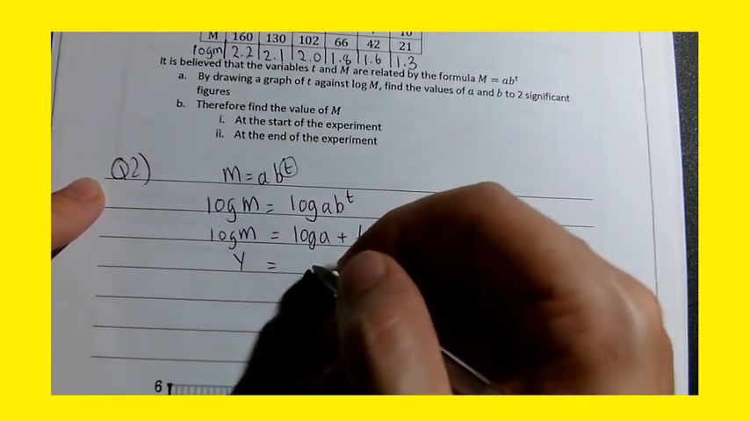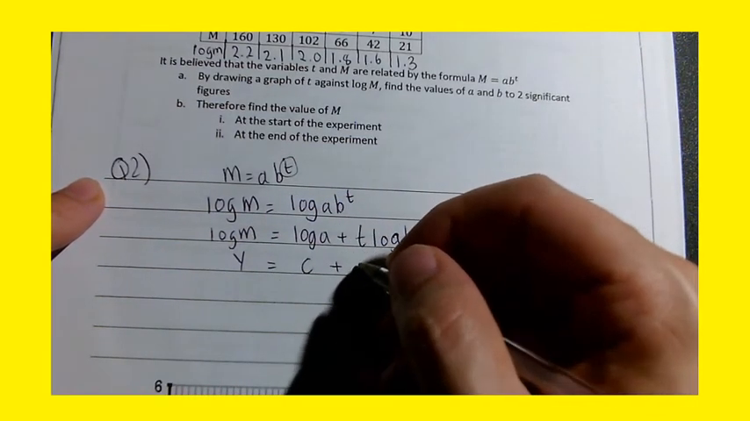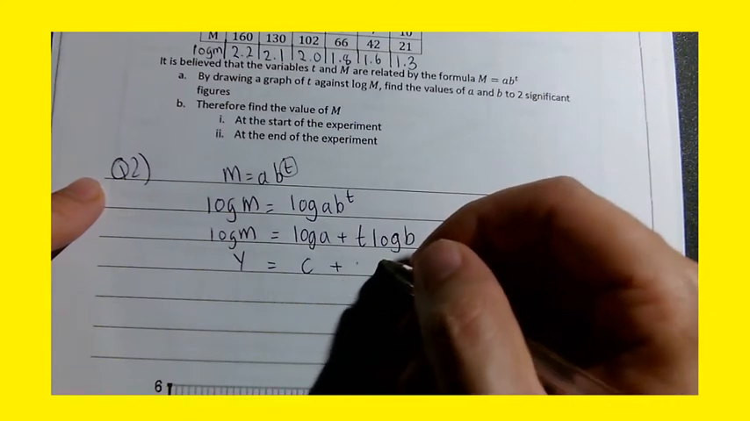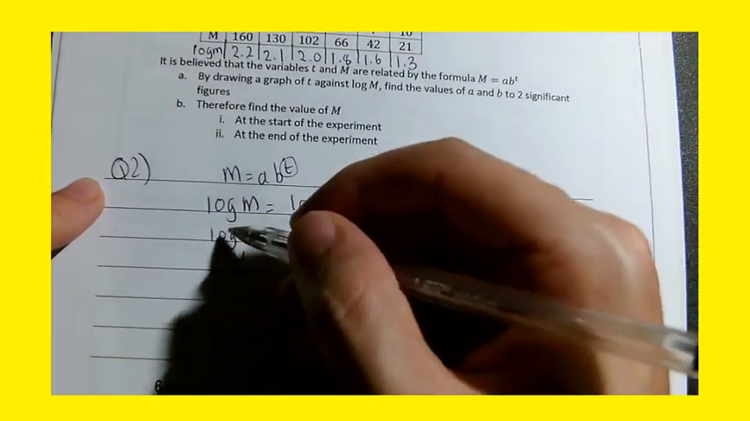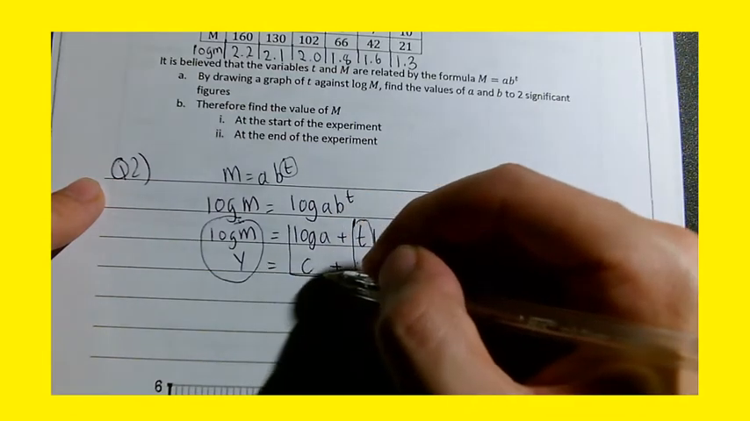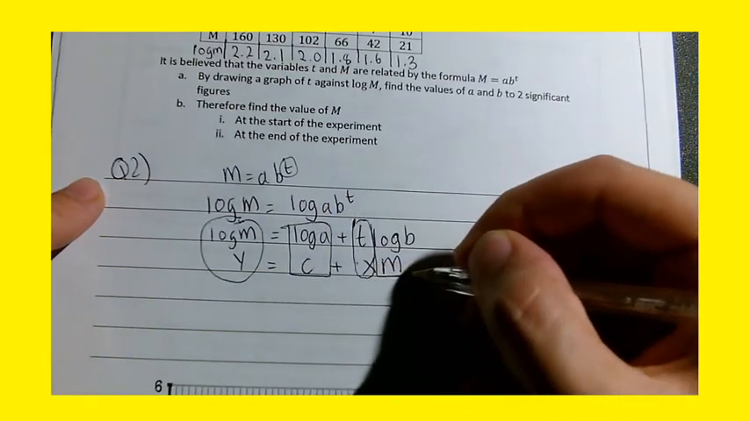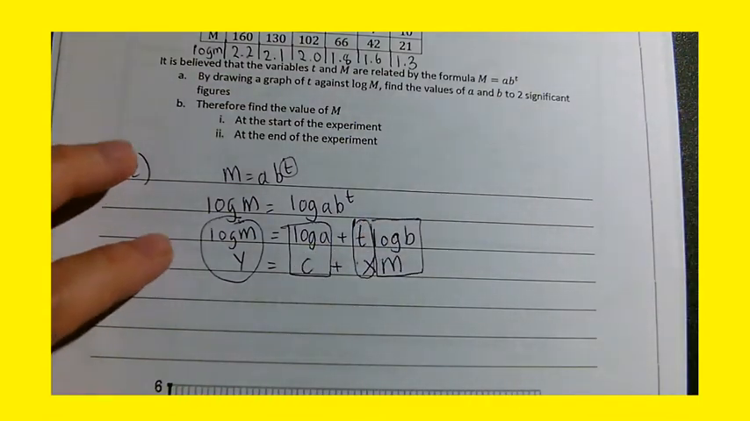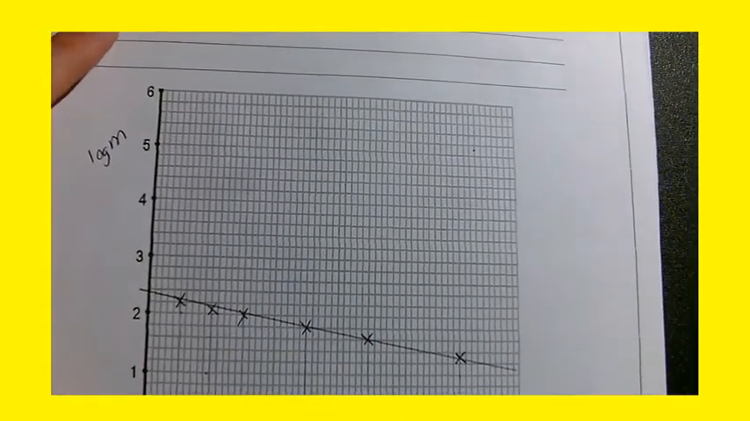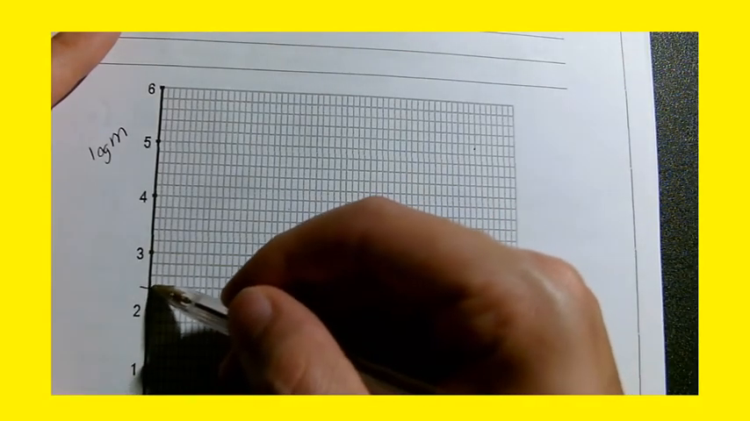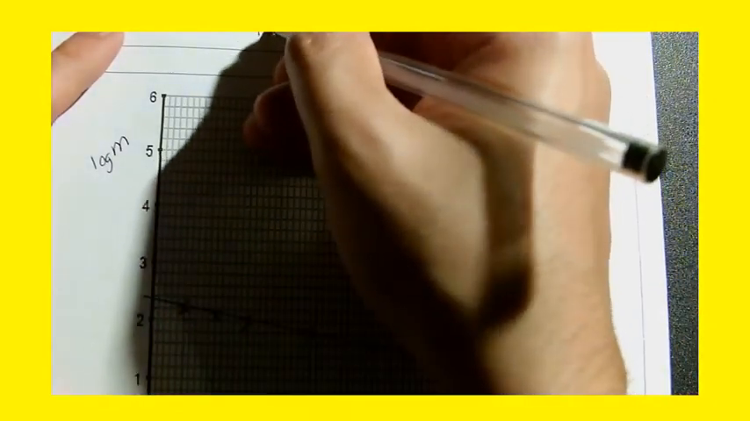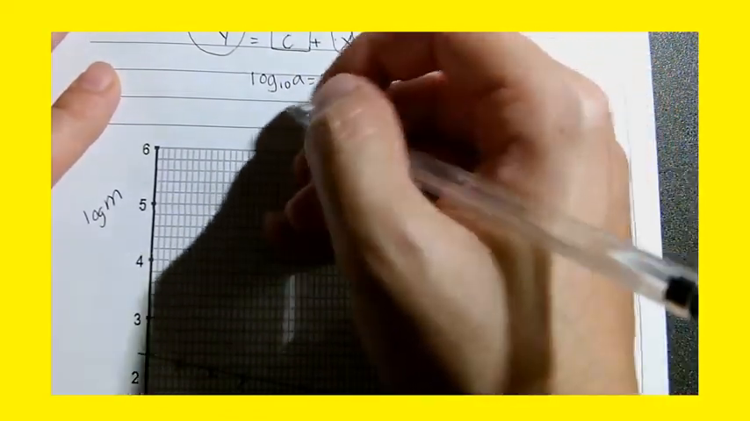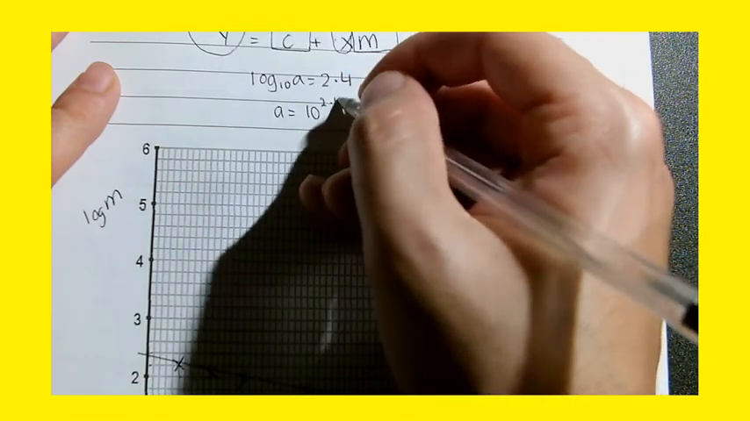which is y equals c plus mx, or xm. Yeah, because t is the x-axis, log m is the y-axis. So the gradient is log b, and the y-intercept is c. So I need to find gradient and y-intercept. Now the y-intercept, if I read this off, is 2.4. So log base 10 of a is equal to 2.4. A is equal to 10 to the power 2.4.